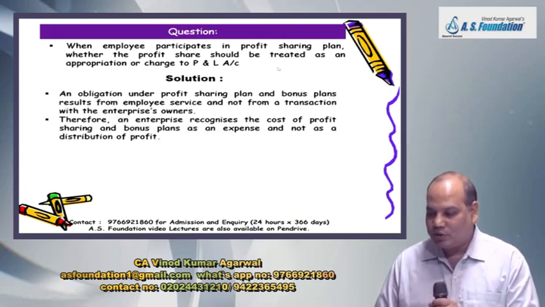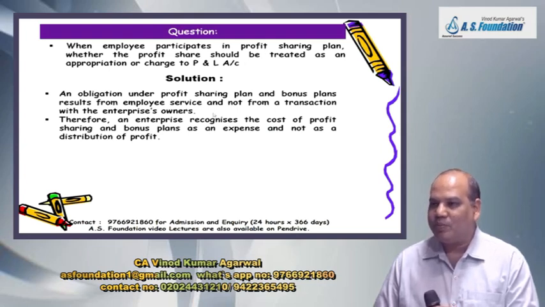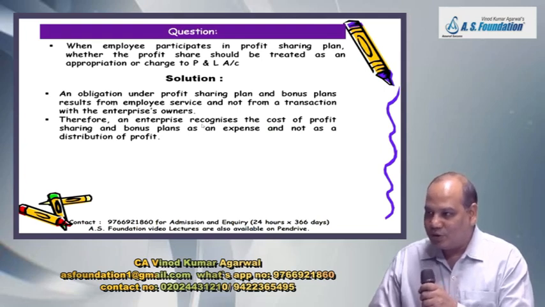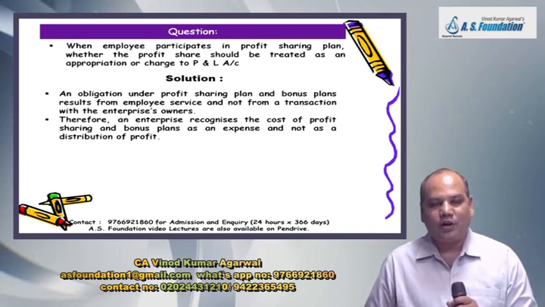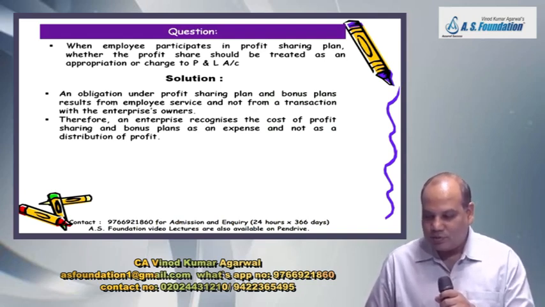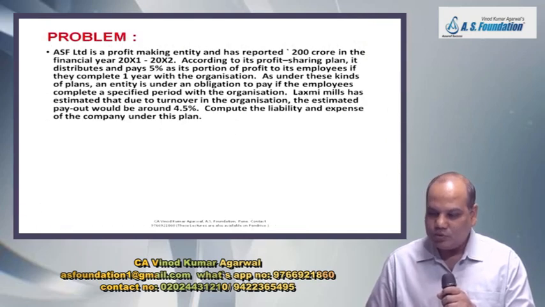Charge to P&L account, because it is a transaction with the employee, not with the owner. Appropriation is a transaction with the owner of the entity. Employee is not the owner. Profit is only a basis for payment of employee remuneration. So this is a variable pay package, but it is remuneration only for rendering the services. Now we will continue tomorrow.